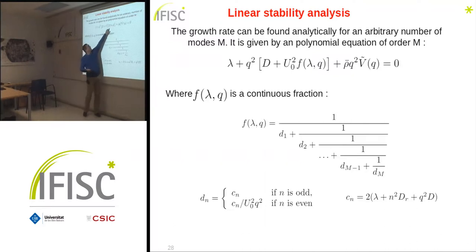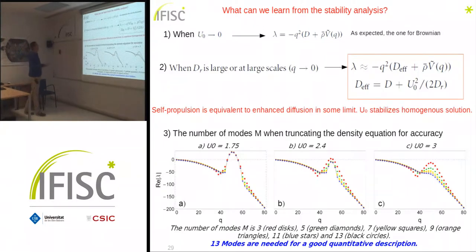The problem here is that this F depends at the same time on lambda. Okay, you have lambda here. It's a difficult thing, but you can say several things. First thing that you can say, I will not go into details: when the mobility, the self-propulsion velocity U0, goes to zero, you obtain that lambda has to be the Brownian lambda. When D, the rotational diffusion, is very large, you obtain this expression for lambda. Now an effective diffusion coefficient appears, which is D plus something. That tells you exactly that the persistence is somehow acting as an effective diffusion for the system. That's why increasing U0 is like increasing the diffusion.